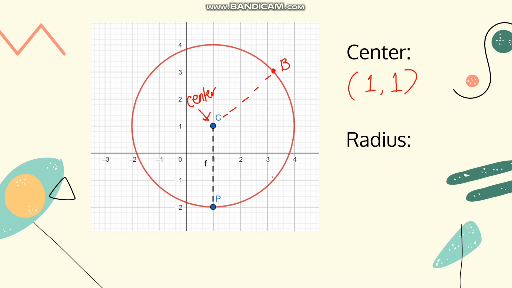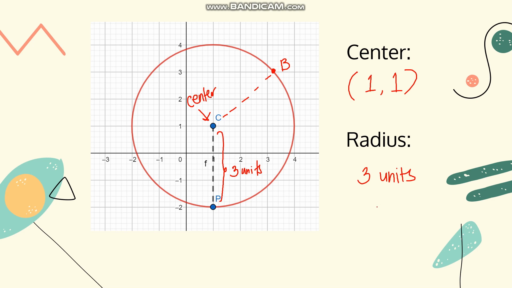For the radius, we can measure the length of the segment formed from point C going to point P. We can just count: 1, 2, 3. So we can say that the distance of P to C is 3 units. That serves as our radius. So the center is (1, 1), and the radius is 3 units.